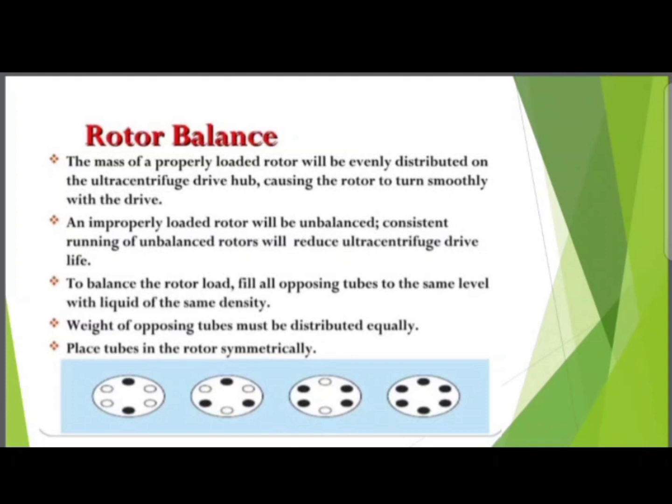To balance the rotor load, fill all the opposing tubes to the same level with liquid of the same density. The weight of the opposing tubes must be distributed equally. Place the tubes in the rotor symmetrically.